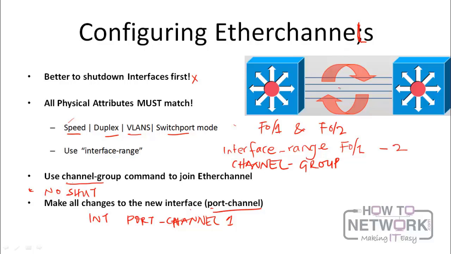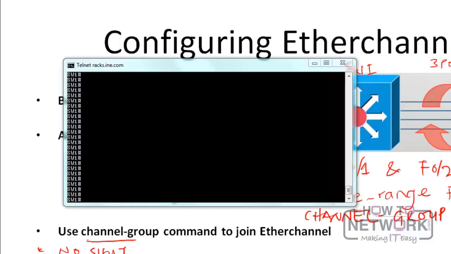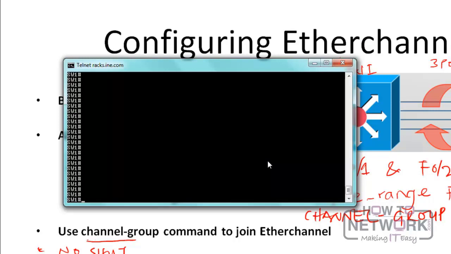So now let's go to the command line and see how EtherChannels are configured. We'll take an example and configure EtherChannel between two switches, and we're going to take 3 ports into the EtherChannel. We're connected to switch 1 right now, and switch 1 is connected to switch 2 on 3 interfaces, which are FastEthernet 0/13, FastEthernet 0/14, and FastEthernet 0/15.